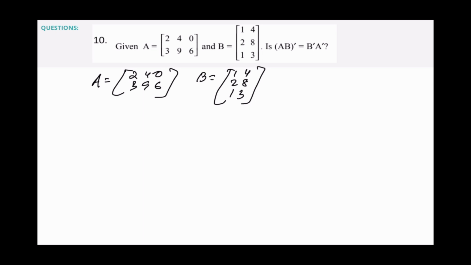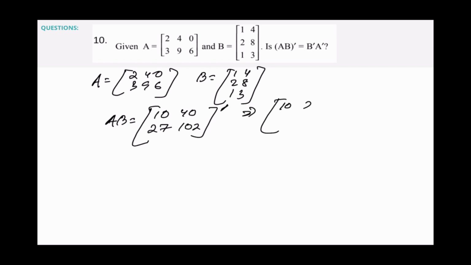So let's check it. We have to check. So what are we going to do? Multiply AB. If you multiply AB, you will get something like 10, 40, 27 and 102. I'm not showing the multiplication. Transpose it, students. You will get 10, 27, 40 and 102. If you have doubt, do put it in the comment section. We'll solve it.